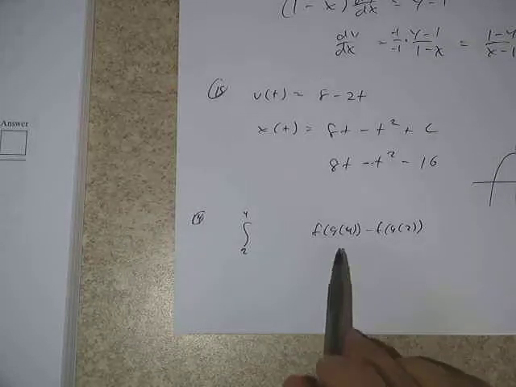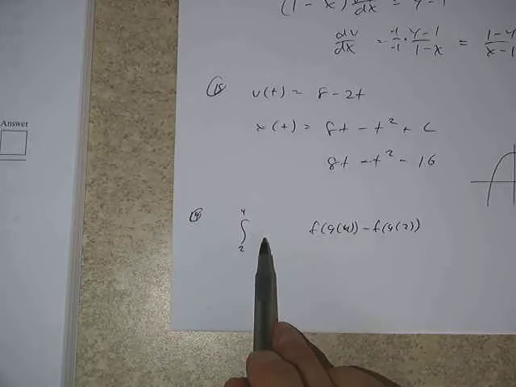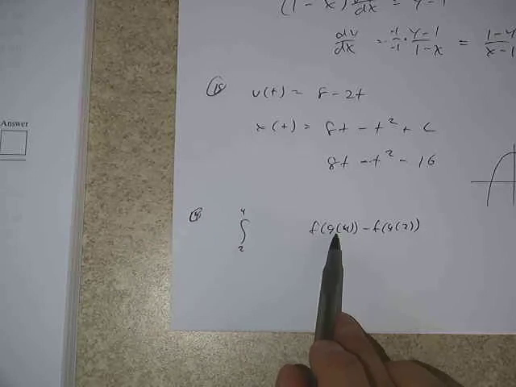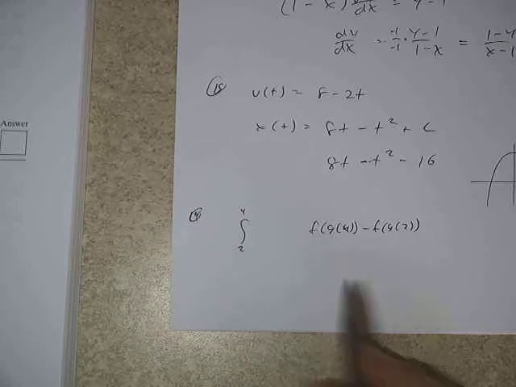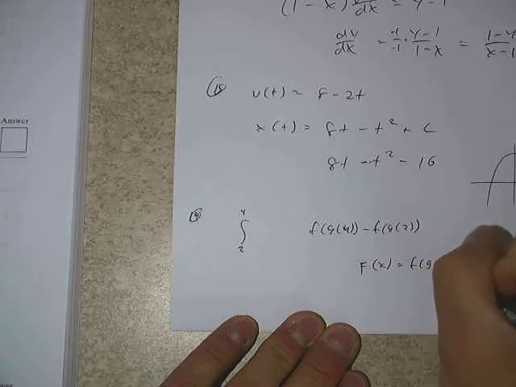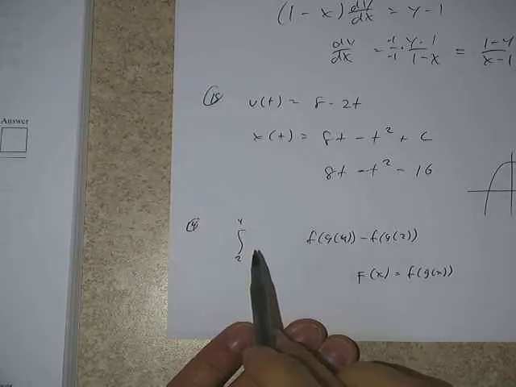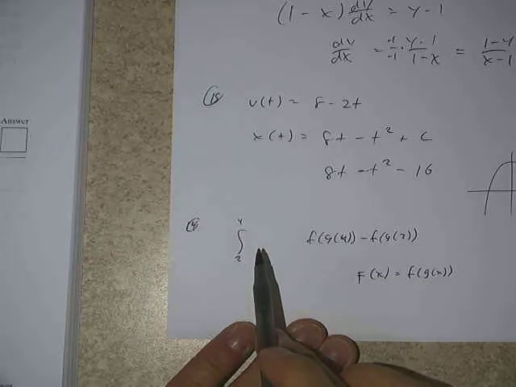Others, 1 through 15. 14. 14, we have some integrals given, but we know in general that f of g of 4 minus f of g of 2. And we want to know which of the following definite integrals is equal to this.